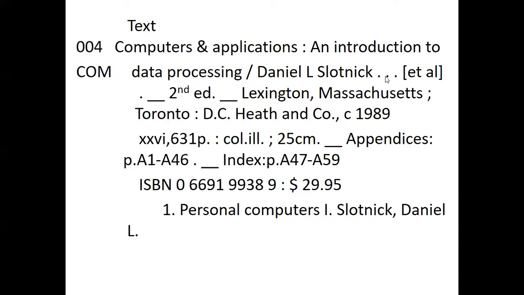I applied the 3 dots and then et al. So the 3 dots, that is the omission mark. It means you have omitted something. And then et al means and others. So now that is how we record a publication with 4 or more authors.